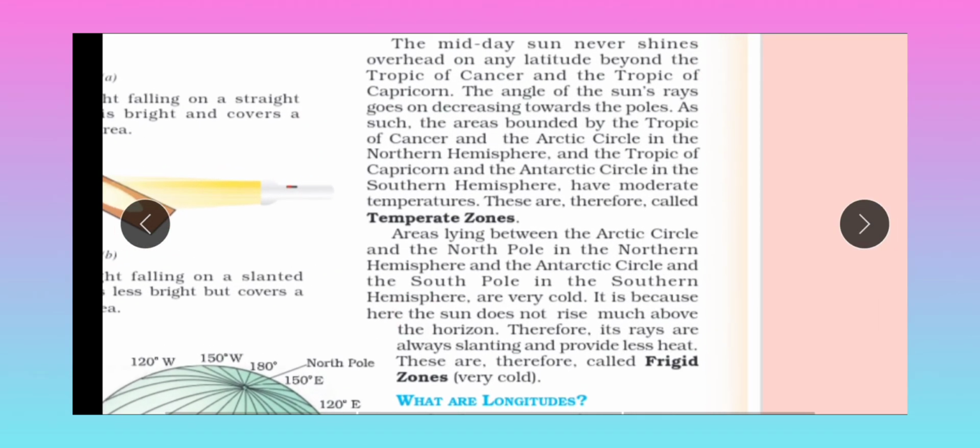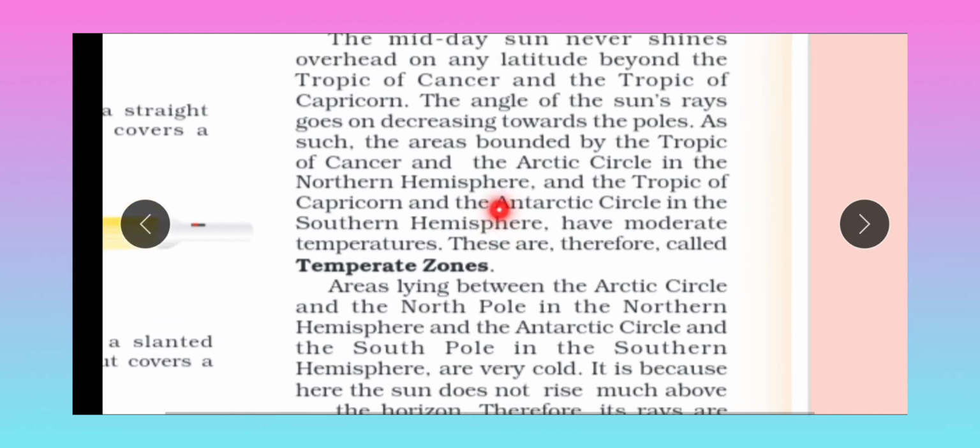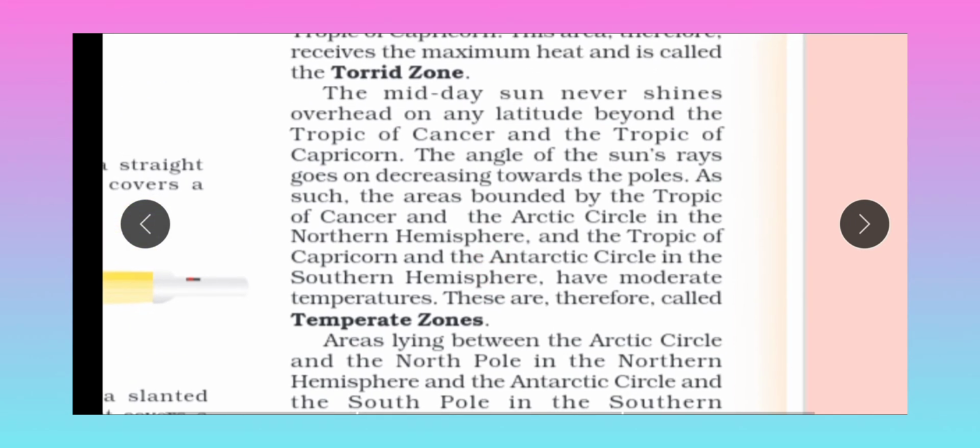The midday sun never shines overhead on any latitude beyond the Tropic of Cancer and Tropic of Capricorn. The angle of the sun rays goes on decreasing towards the pole. As such, the area bounded by the Tropic of Cancer and Arctic Circle is the northern hemisphere, and the Tropic of Capricorn and the Antarctic Circle is the southern hemisphere.